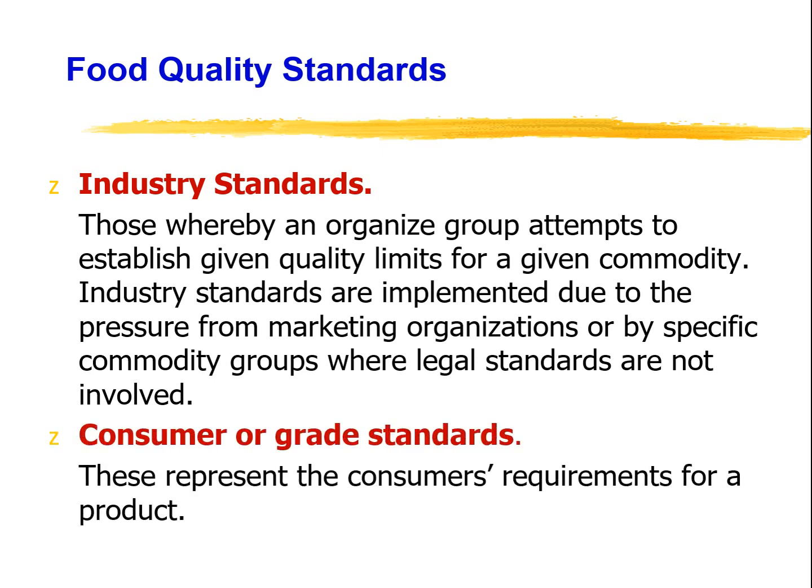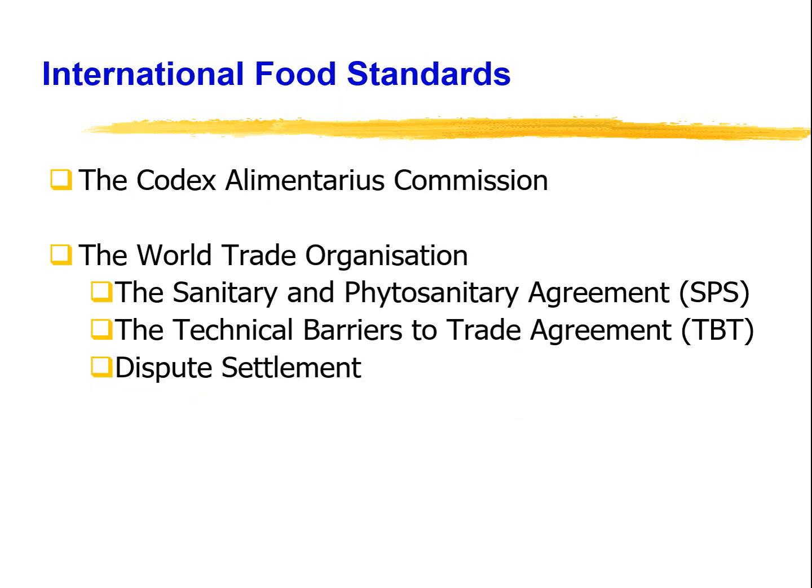The other standard is consumer or grade standard. These represent the consumer's requirement for a product which we have already identified in previous slides. There are some other international food standards. These are Codex Alimentarius Commission, World Trade Organization, and under World Trade Organization, the Sanitary and Phytosanitary Agreement, the Technical Barrier to Trade Agreement, TBT, Dispute Settlement. These are all international food standards.